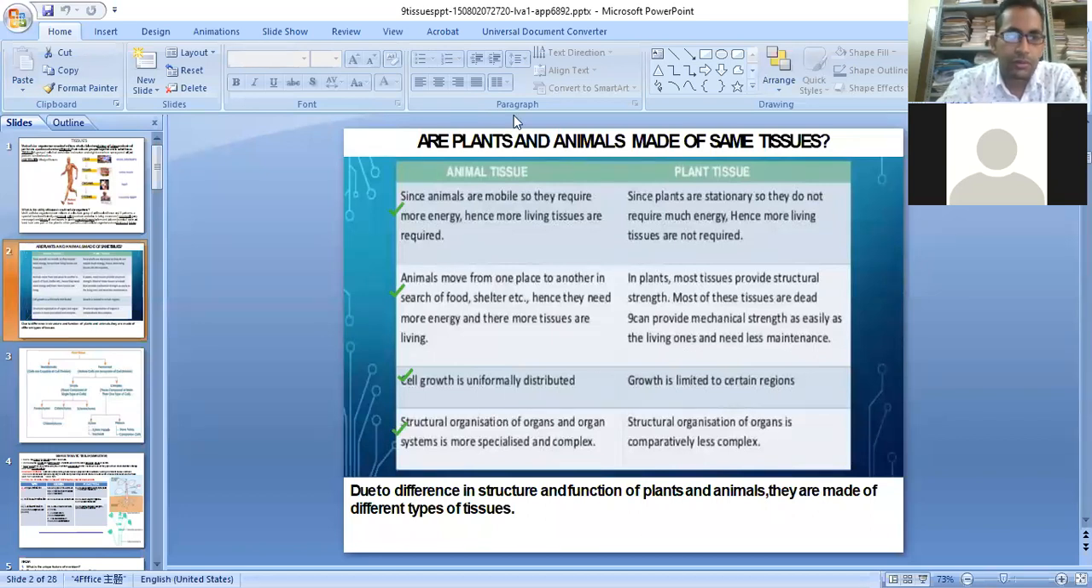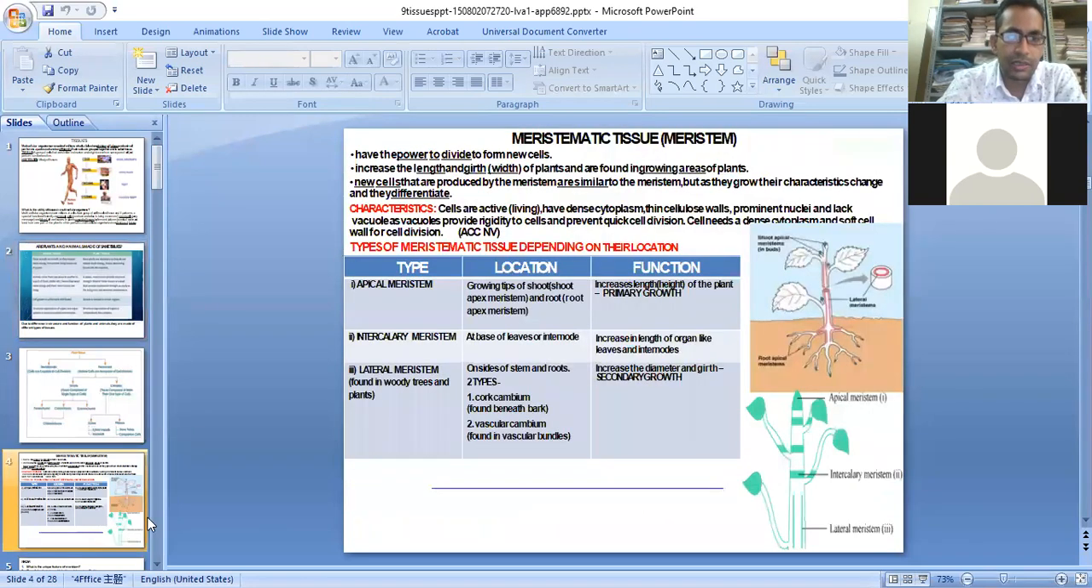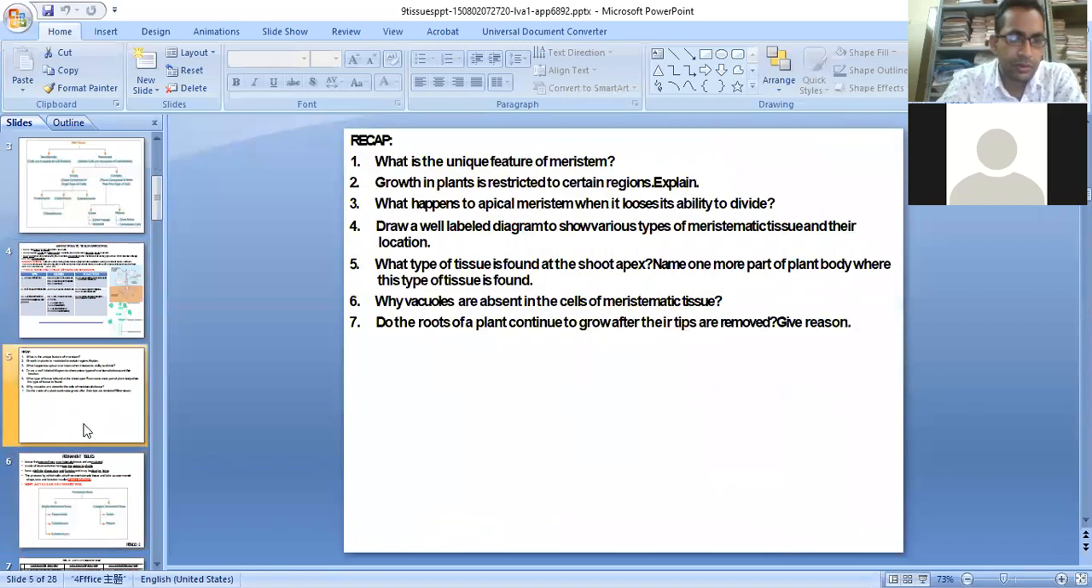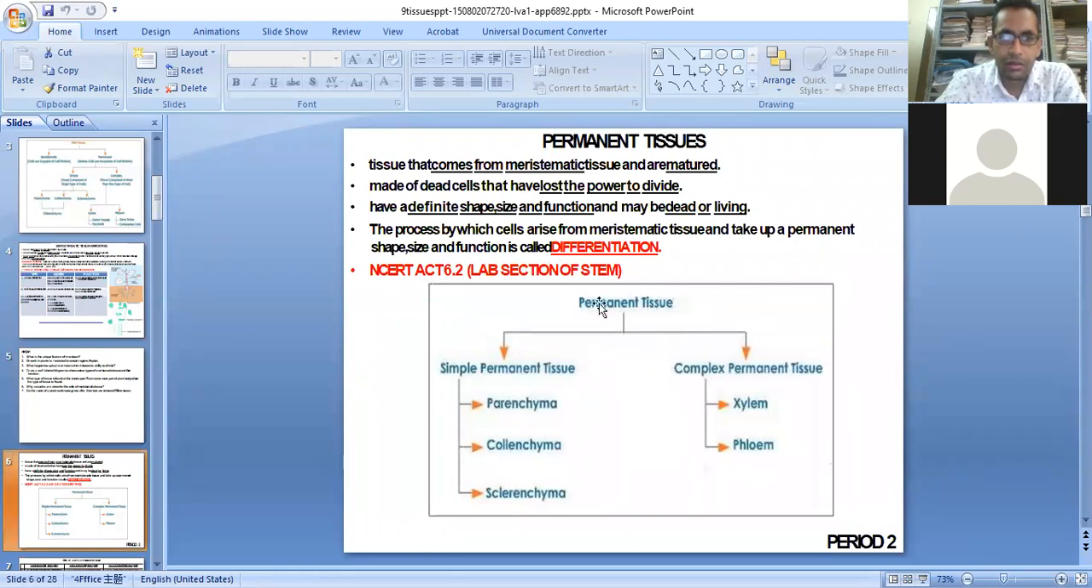Moving forward, this we have already discussed. Moving forward, so now we have come to the types of tissues.